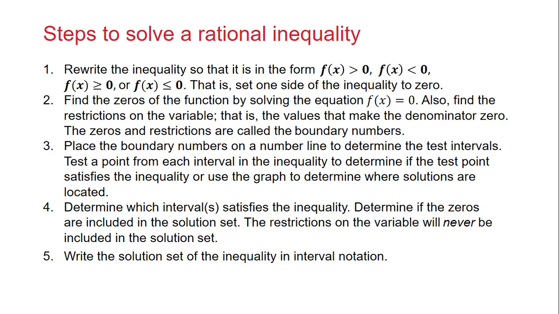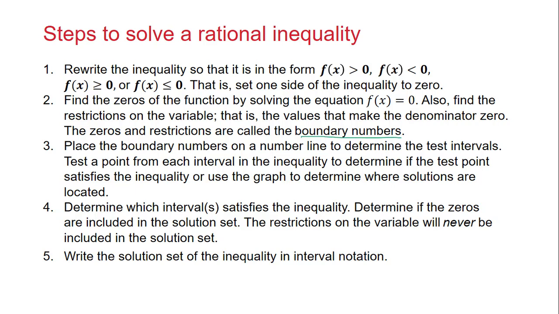So we will follow basically the same steps that we've done before. We'll rewrite the inequality so that one side is 0. Then we will find the zeros of the function by solving the equation f of x equals 0, that is, that associated equation. And we'll also find the restrictions on the variable, those values that make the denominator 0. And the restrictions and zeros are called the boundary numbers.